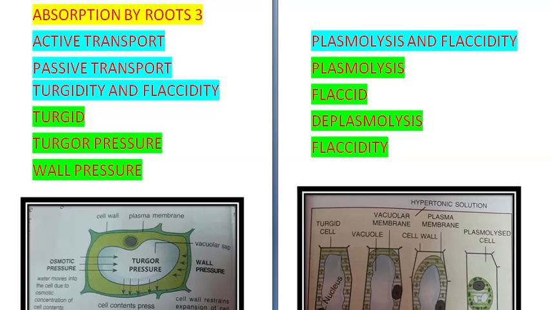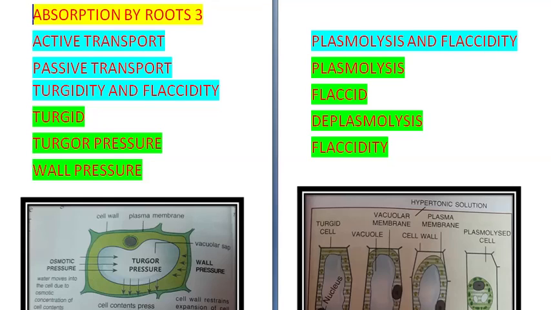Next term is turgidity and flaccidity. So first we see what is turgid. Now every living plant cell is in contact with fluids, and root hair cells particularly are in contact with soil water. So water will move from its high concentration towards its lower concentration. That means if water in the soil is more, it will move inside the cell.